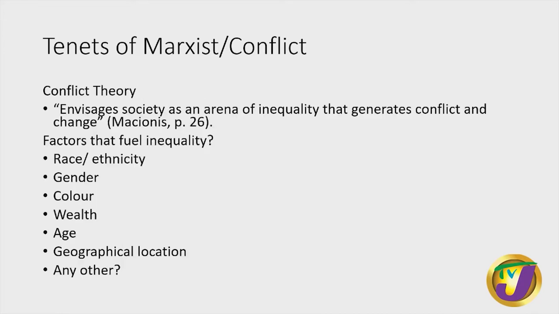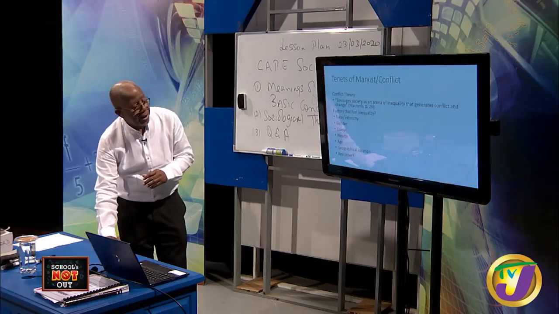So it envisages society as an arena of inequality that generates conflict and change. Factors that fuel inequality are race and ethnicity, gender, color, wealth, age, geographical location, and so on. When you come to social stratification, you go back through all of these to look at how they function within the Caribbean society, what part race and ethnicity play, gender especially, a major basis of social stratification, color, wealth, and age, and so on.